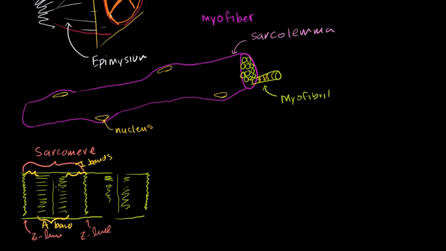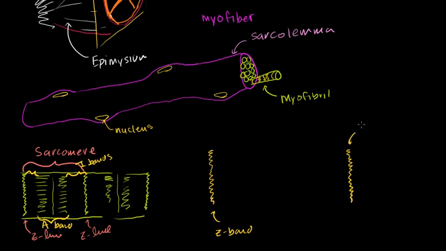So if you were to zoom in here, if you were to go into these myofibrils and take a cross section, if you were to slice it parallel to the actual screen that you're looking at, you're going to see something like this. So this is going to be your Z band. This is your next Z band. So I'm zooming in on one sarcomere now.